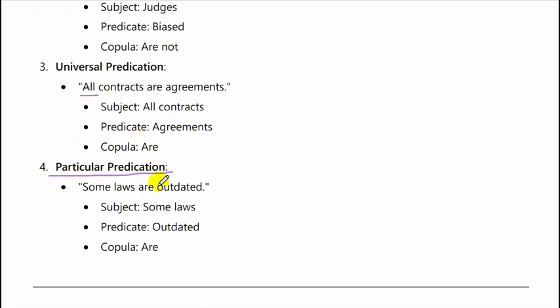Particular predication: some laws are outdated. This is an I proposition. This one was an A proposition.